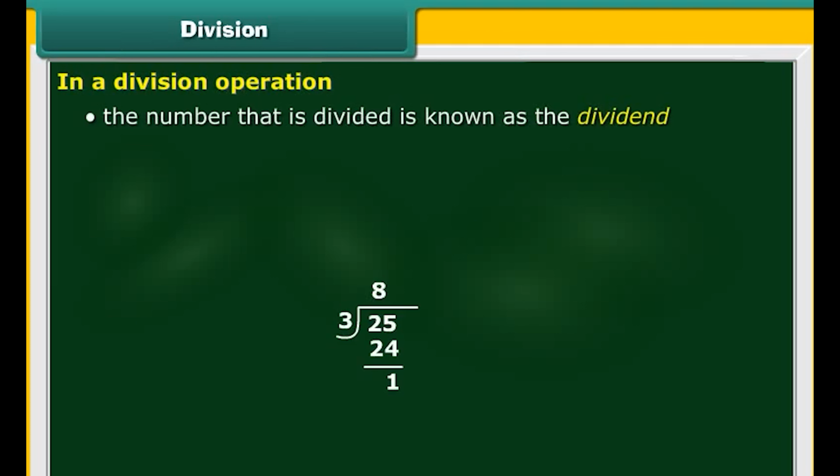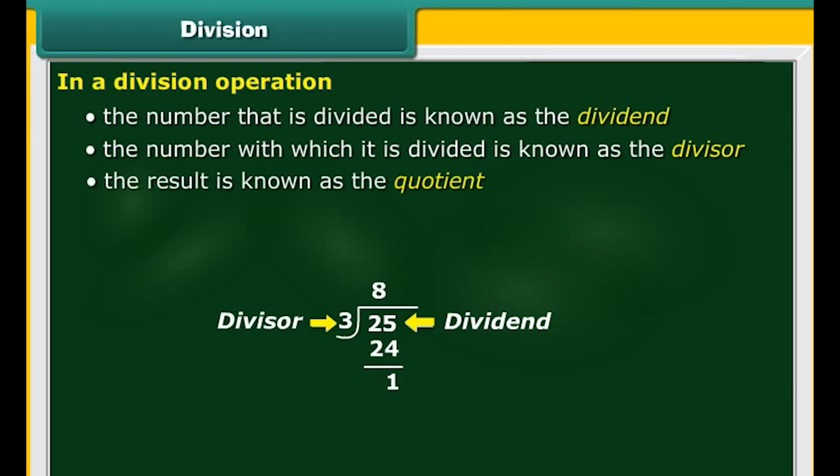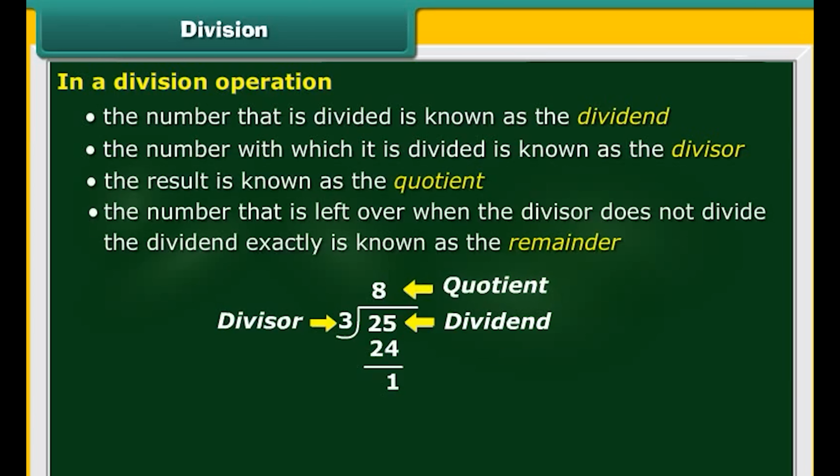Division. In a division operation, the number that is divided is known as the dividend. The number with which it is divided is known as the divisor. The result is known as the quotient, and the number that is left over when the divisor does not divide the dividend exactly is known as the remainder. Let us look at some rules of division.